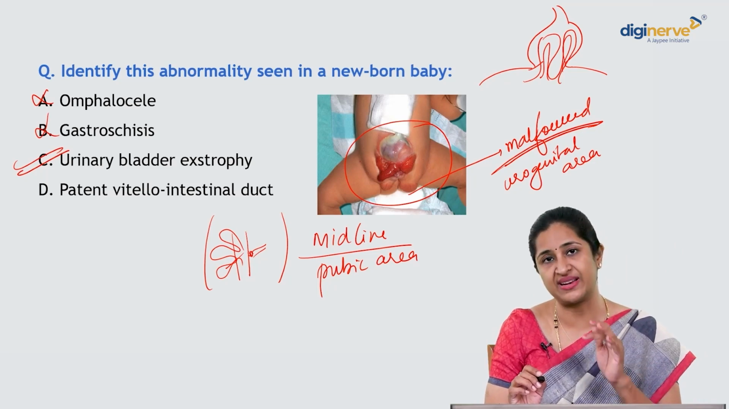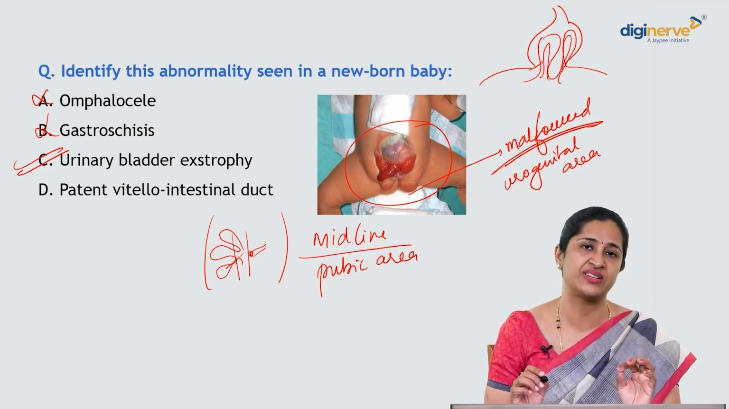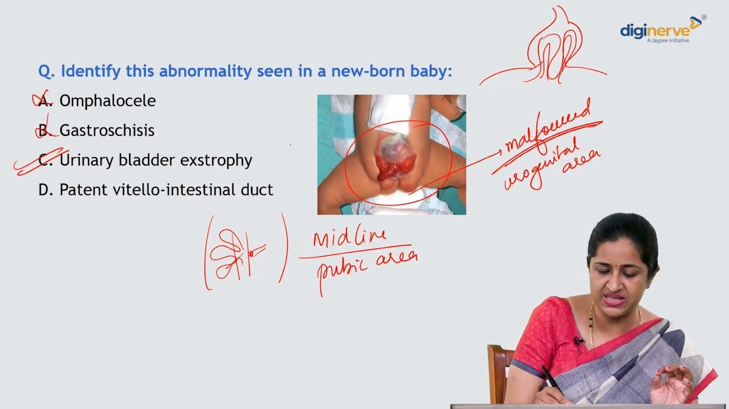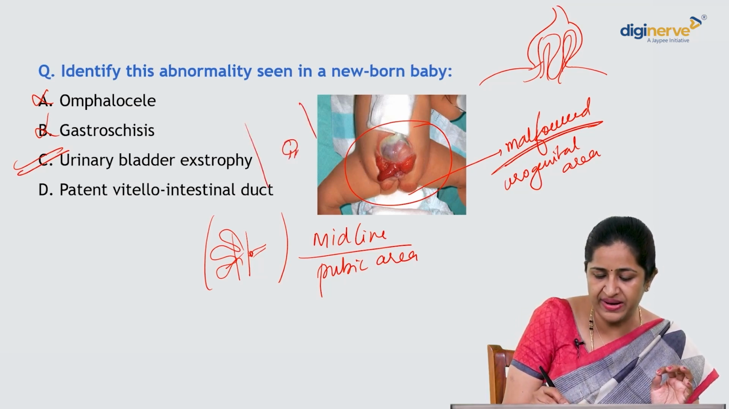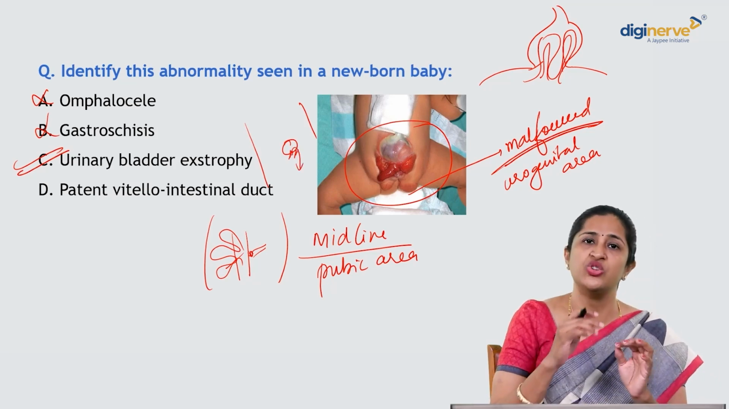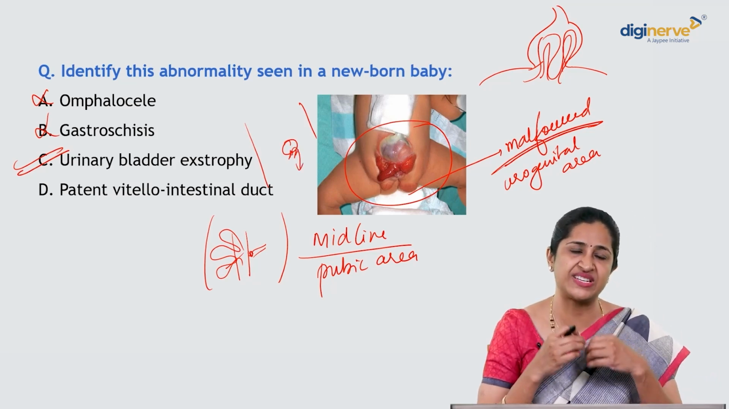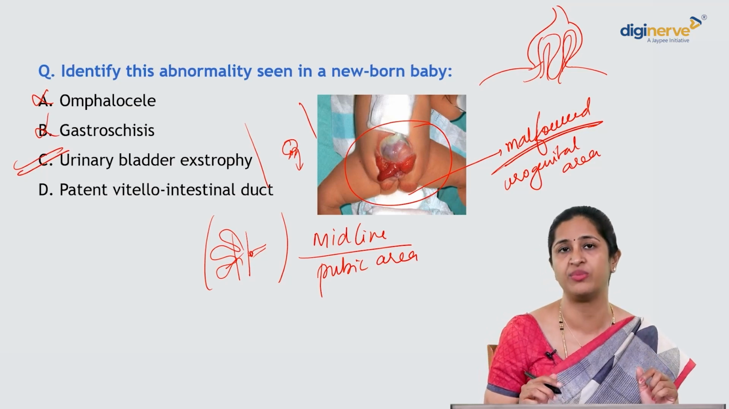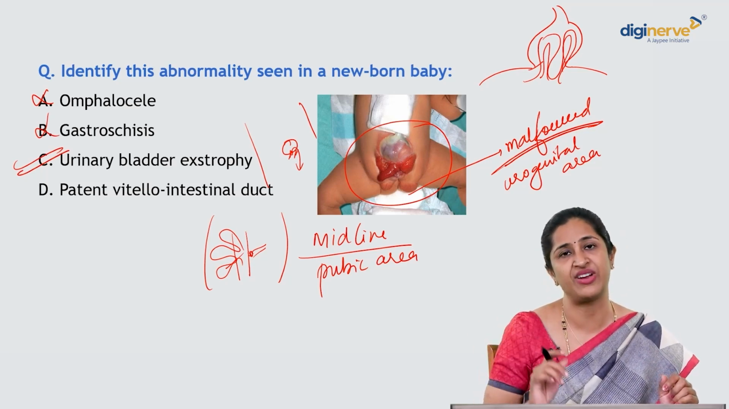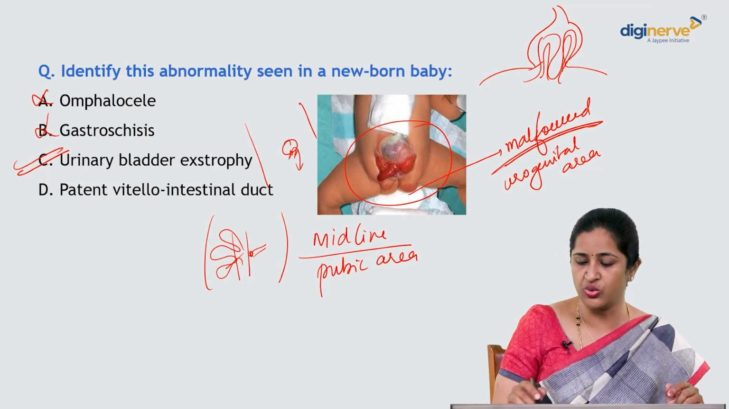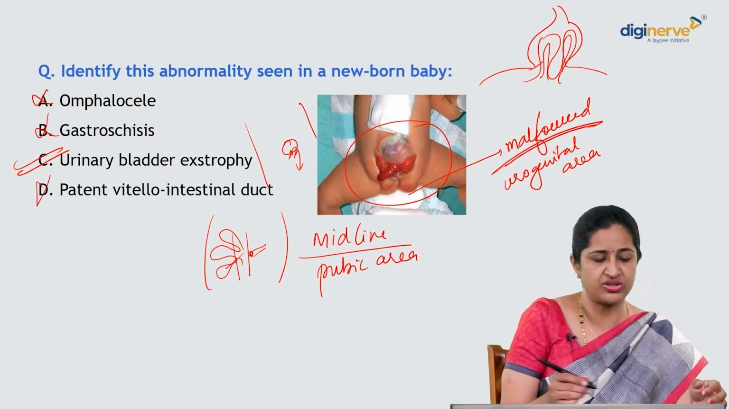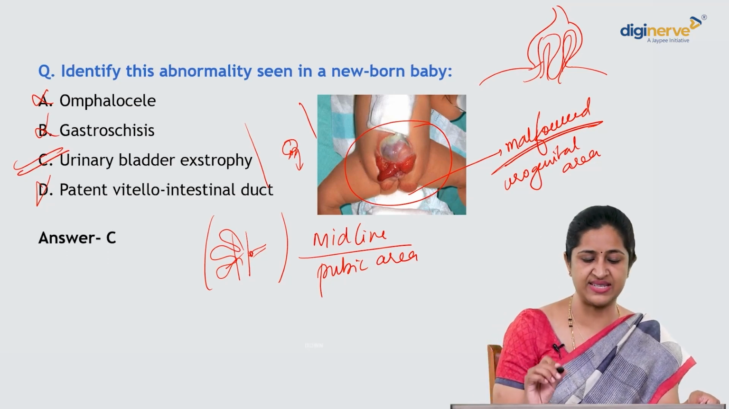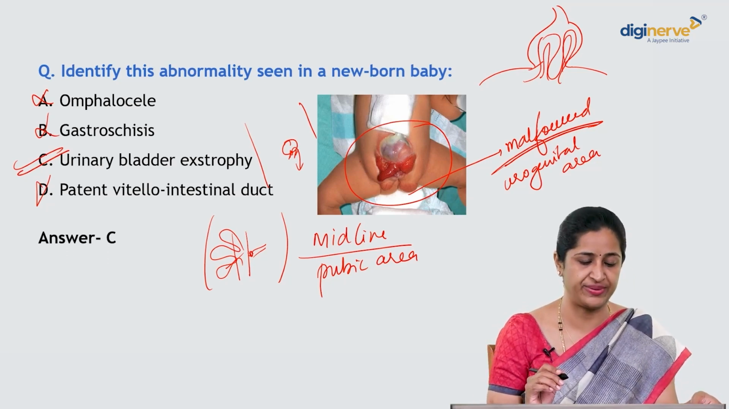Patent vitellointestinal duct. In patent vitellointestinal duct also, you will find the umbilicus being almost near normal, and you will find a patent duct here through which you can have excoriated secretions, gastric secretions, sometimes a little meconium, all of it coming out through a patent vitellointestinal duct. So you will not have this kind of anterior abdominal wall defect. Hence, this is also not the right answer, and the correct answer is C, urinary bladder extrophy.